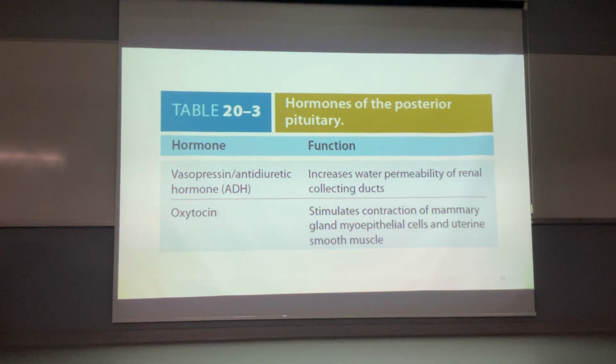We have two hormones which affect the mammary glands. The first one is prolactin, which has a role in producing milk. The second one is oxytocin, which has a role in secreting milk, stimulating the contraction of the mammary gland and secretion of the milk, not production.